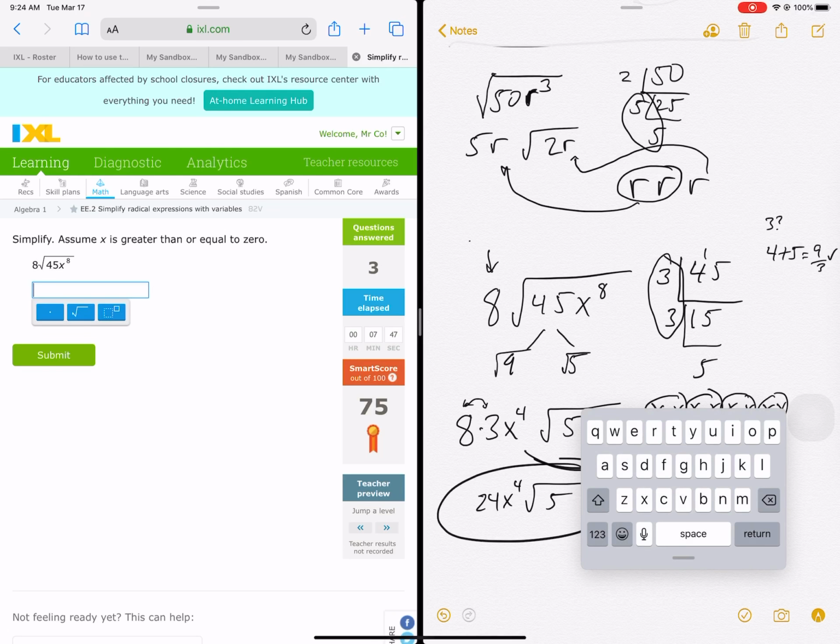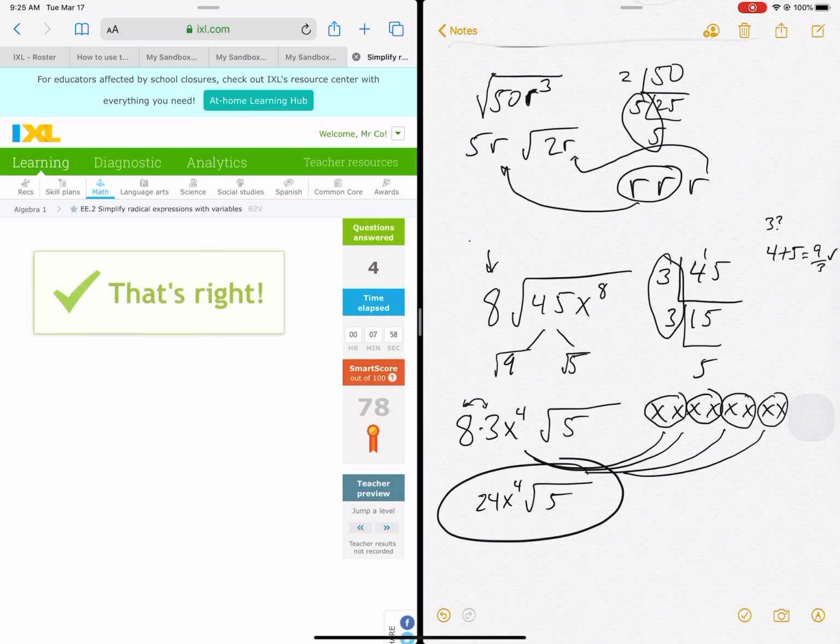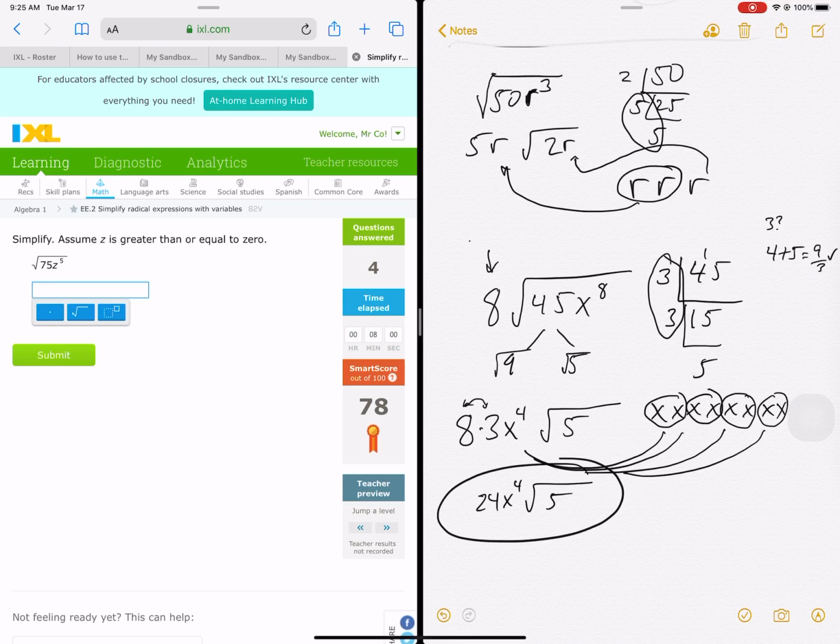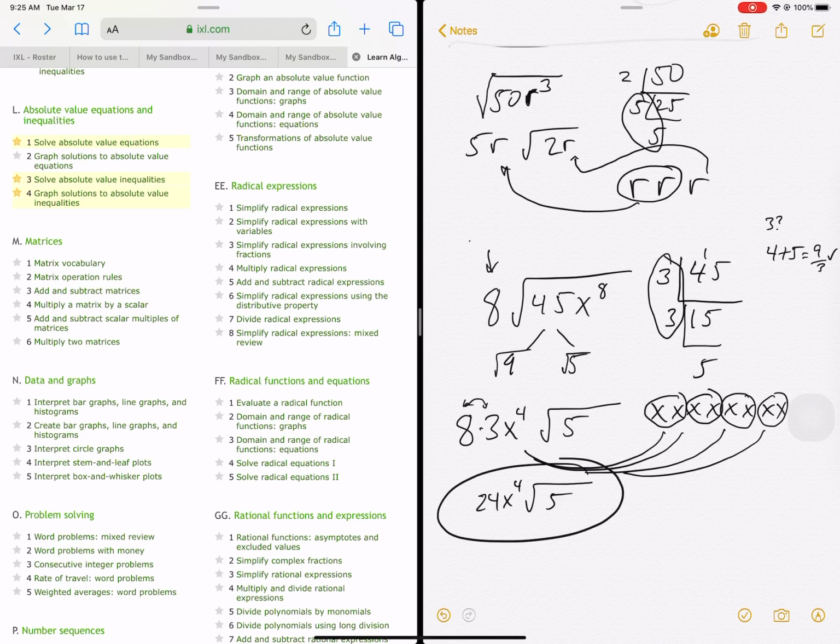Let's go try that. 24 x to the 4th power, tap, square root of 5. Alright, great job. We have one more to go for today's lesson, and we are going to do this guy right here.